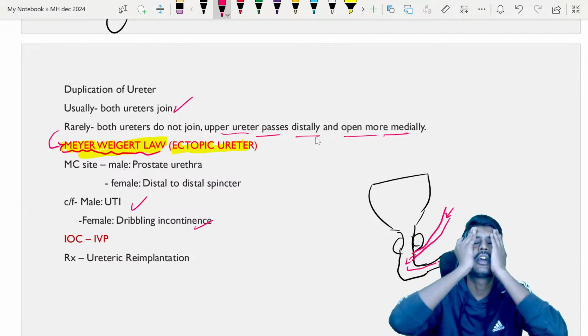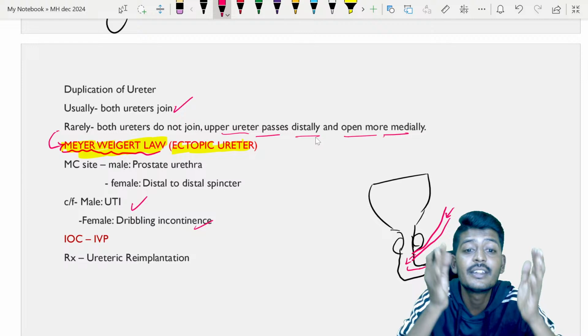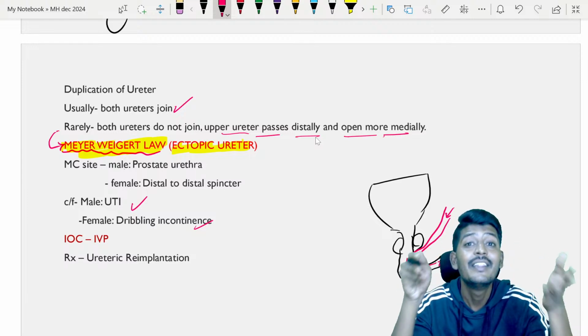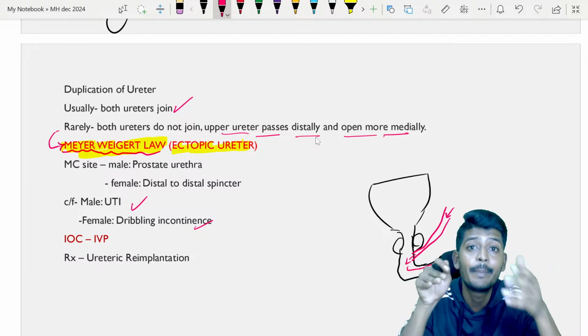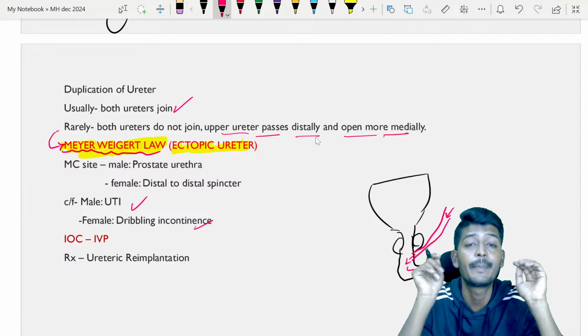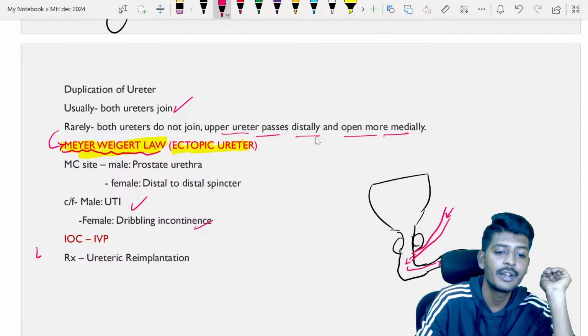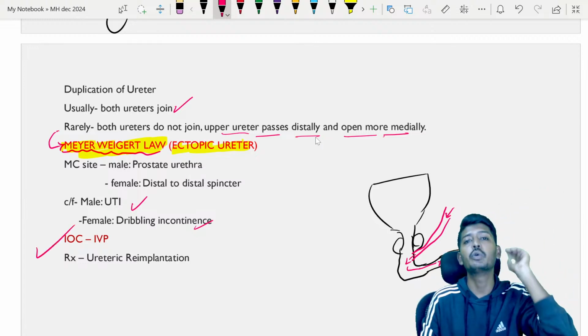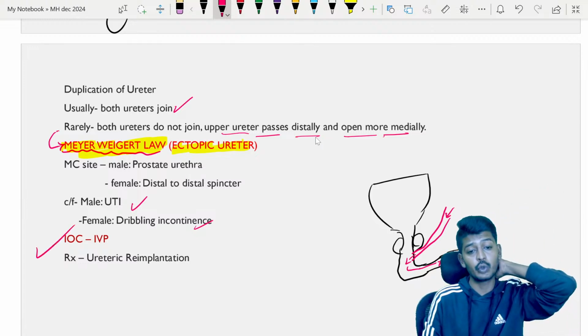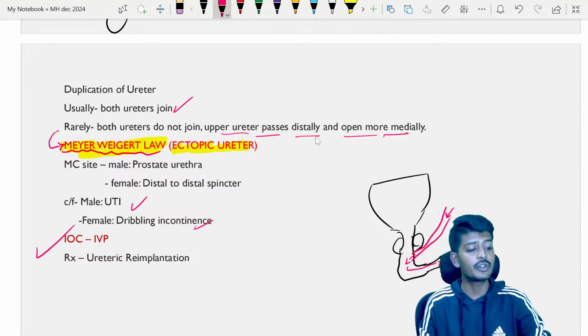And remember, these diseases will not manifest in the adult. They will come in childhood. The parents will bring the baby saying that this is the problem, because they are congenital anomalies. Investigation of choice is IVP. Sir, why not do the CT? Why don't we do the CT? Because here we need to study the anatomy.